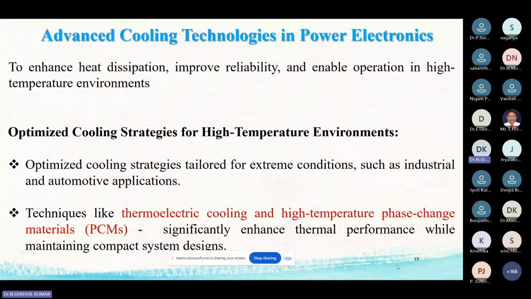Phase change materials, high temperature phase change material means phase change: at normal temperature it will be in one phase. When the temperature increases, the phase will be converted.